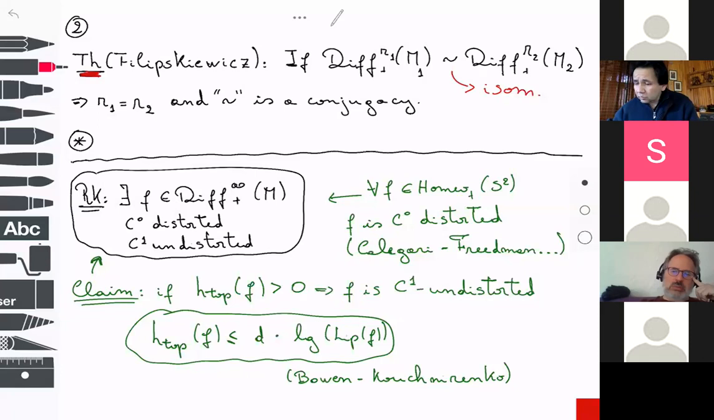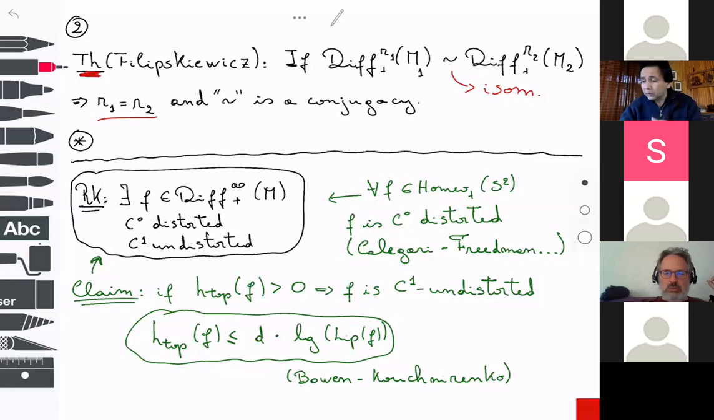The two parameters R1 and R2 are the same, so the differentiability classes are the same. And this abstract isomorphism actually comes from a conjugacy, okay? So it's a kind of reconstruction theorem, and it's a very nice theorem, with a very nice proof.